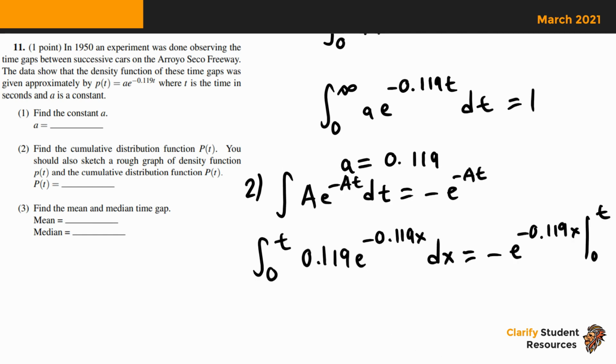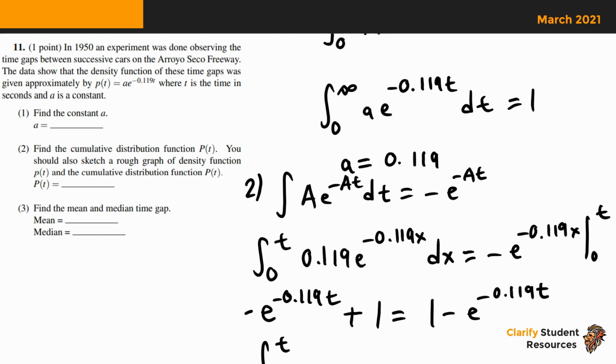So when we plug our limits in, we're going to get a negative e to the negative 0.119t, and we're going to minus minus, so that becomes a plus. E to the 0 becomes 1. So this always kind of ends up giving you this pattern, which is going to be 1 minus e to the negative 0.119t. Or if you want to remember it, you can always remember that 0 to t for a e to the negative at dt.